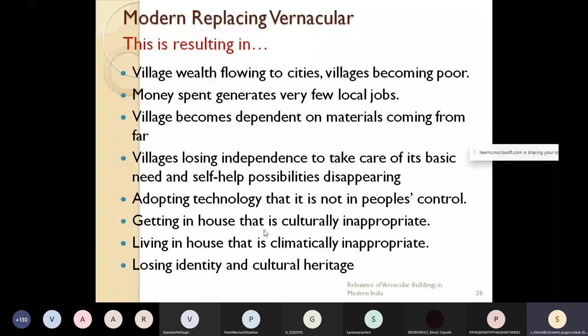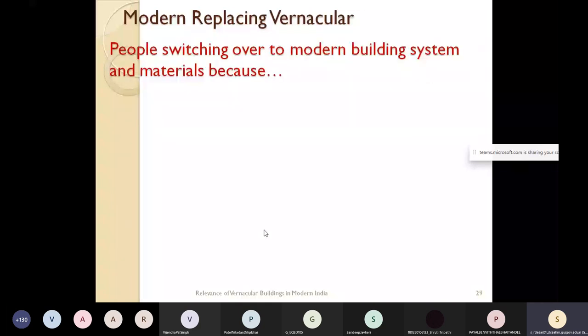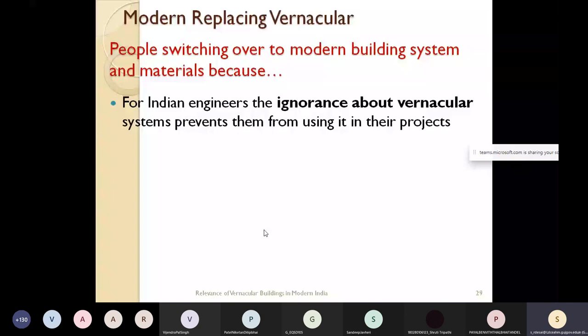Now, some more things. People are switching over to modern building technology and materials because, for Indian engineers, the ignorance about vernacular systems prevents them from using it. I mentioned this earlier. Whether it is a private project or a public project.